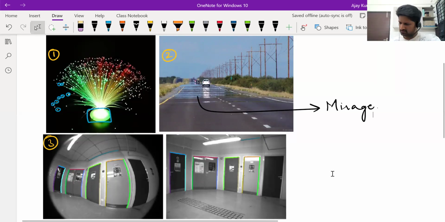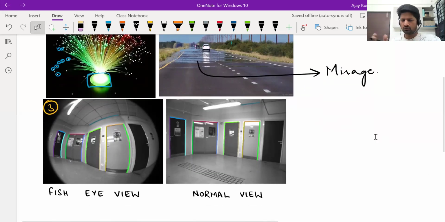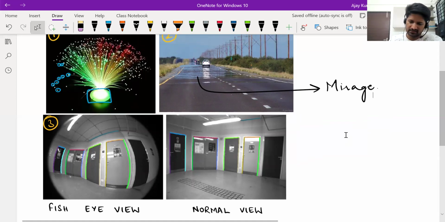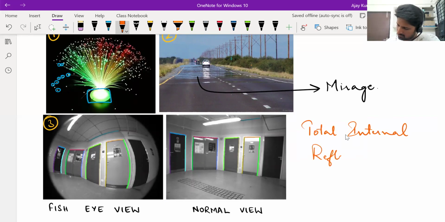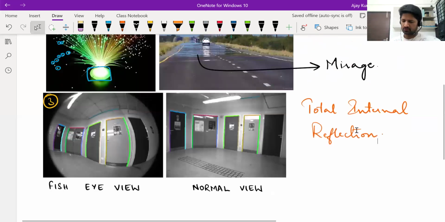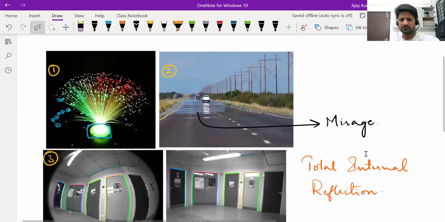And the third and fourth, if you see, they are two images of the same scene. One is the normal view, the other is called fisheye view. If you have ever noticed in digital camera editing options, you'll have one editing option like this also, fisheye view. So what is common in all these situations is total internal reflection of light, TIR. So let's understand what is TIR and how these phenomena take place.